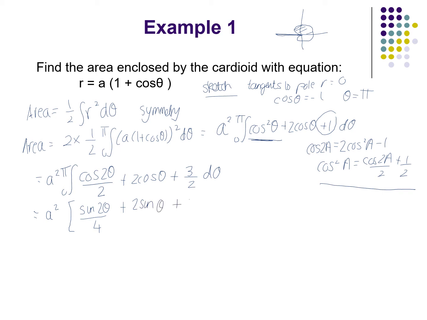And 3 over 2 is just a constant. So we're integrating with respect to theta. So it goes to 3 over 2 theta. Okay, show your apply your limits mark.